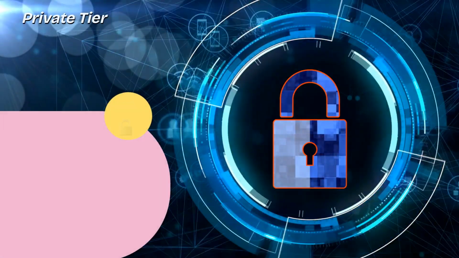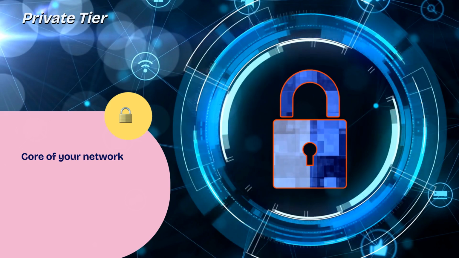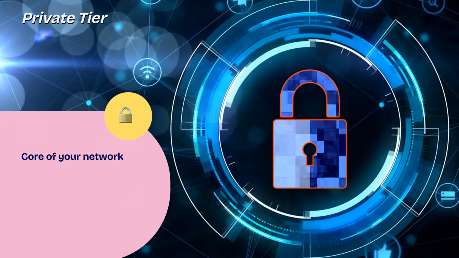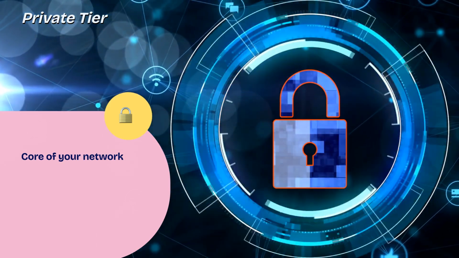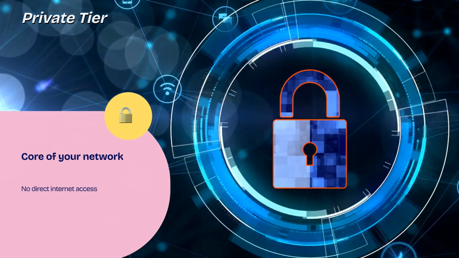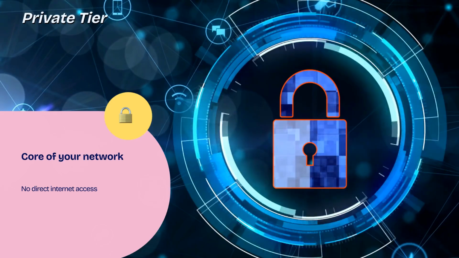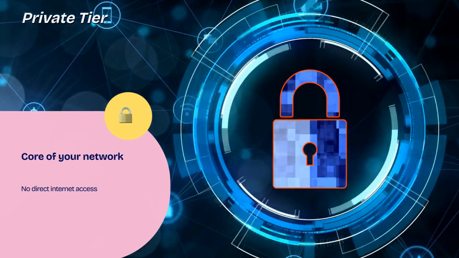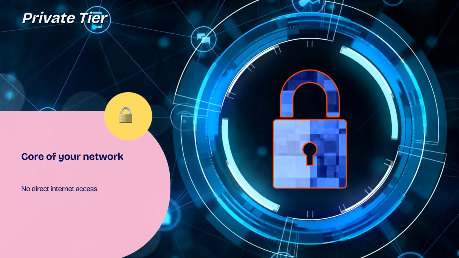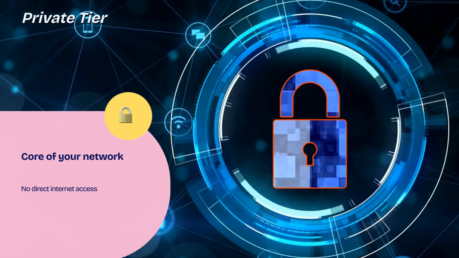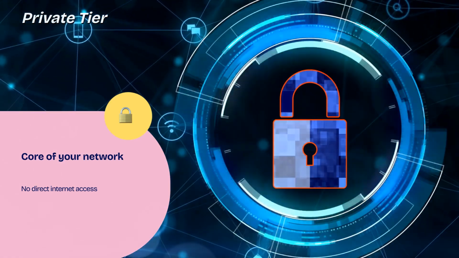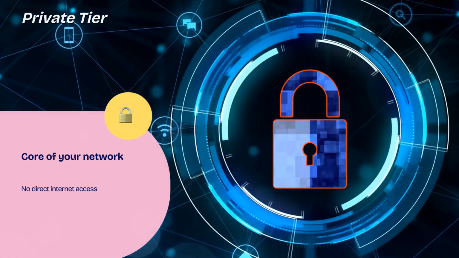Private tier, this is the core of your network, like the mall's secure areas where only staff can enter. Here we keep our most critical data, ensuring no direct internet access, thus reducing the risk of external threats. Picture this as the manager's office, where only key personnel have access and sensitive documents are kept safe. This is where you'd find your databases, HR systems, or any other critical backend services.